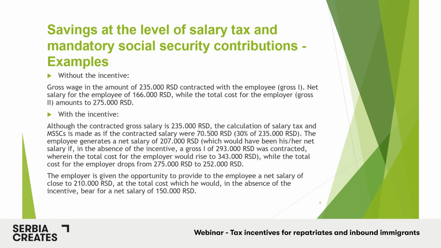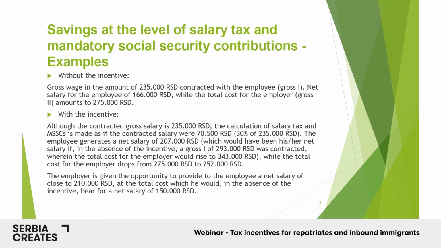Now, with the incentive, the situation is different. Assume that you have contracted with the employee 235,000. However, because the incentive tells you to lower the basis by 70%, the basis on which you will calculate salary tax and mandatory social security contributions is as if you contracted not a gross salary of 235,000, but a salary of 70,500, 30% of what you actually contracted. Due to this, the net salary which the employee will generate is 207,000, an amount which in the absence of the incentive would be obtained provided a gross of 293,000 was contracted, which would lead to a total cost to the employer of 343,000.